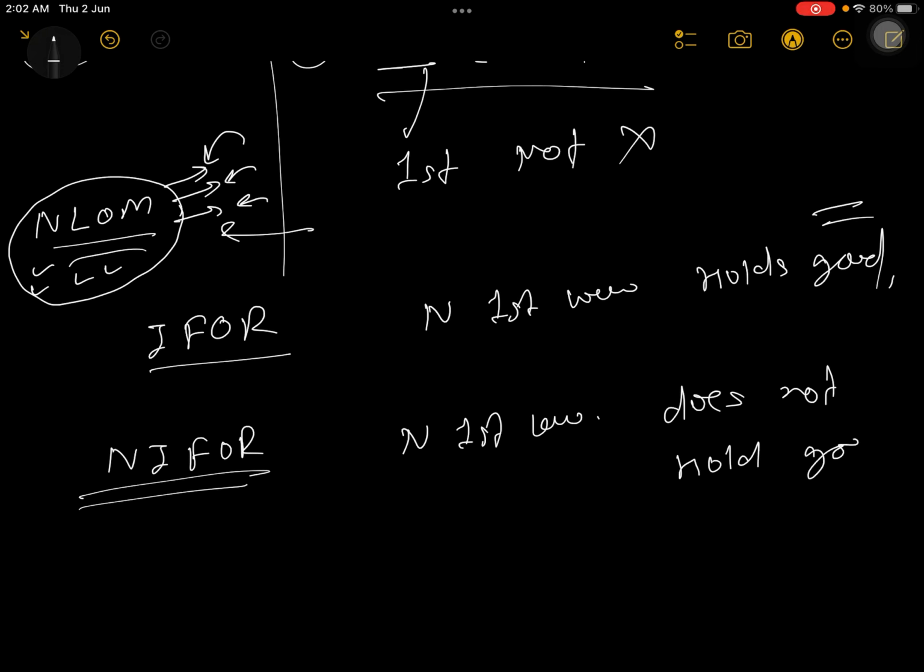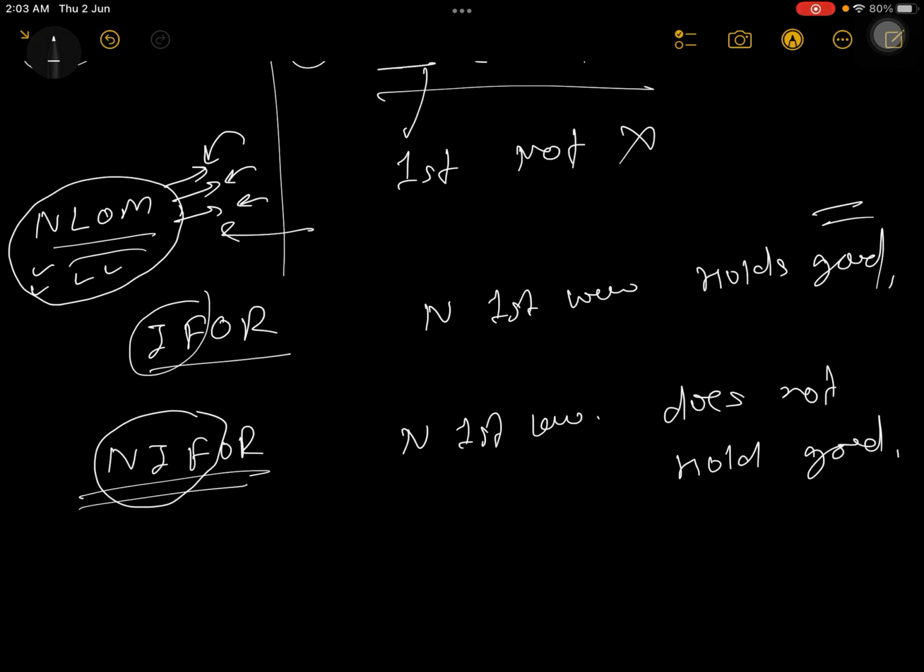Does not hold good. I hope it's very clear. Now we need some examples of where we can apply frame of reference: examples for inertial frame and for non-inertial frame. Now see, I will give my examples, and if you know any, then you can give your examples also.